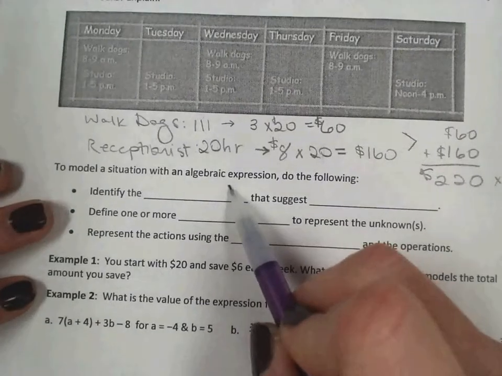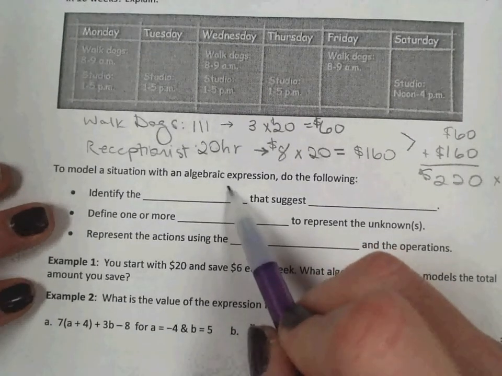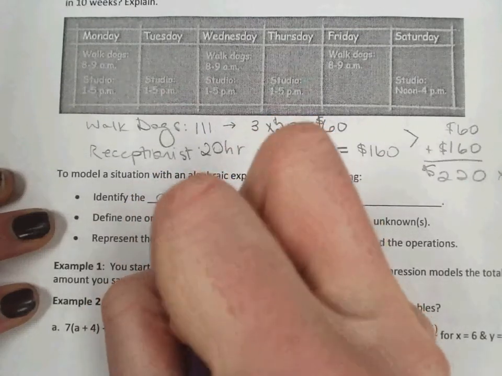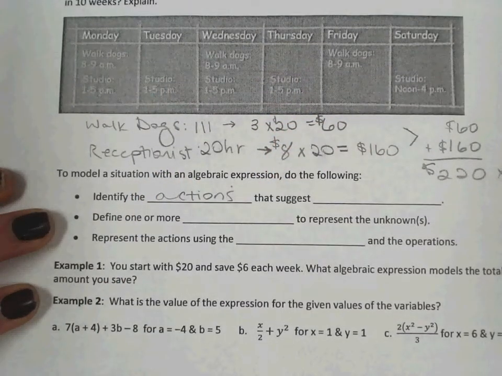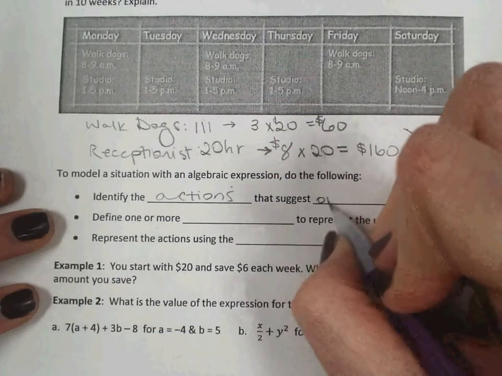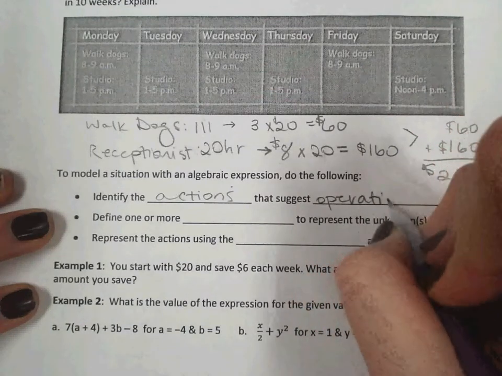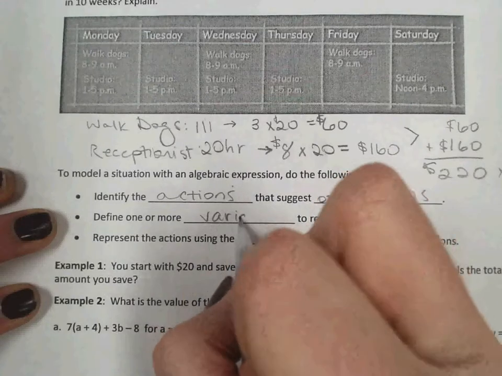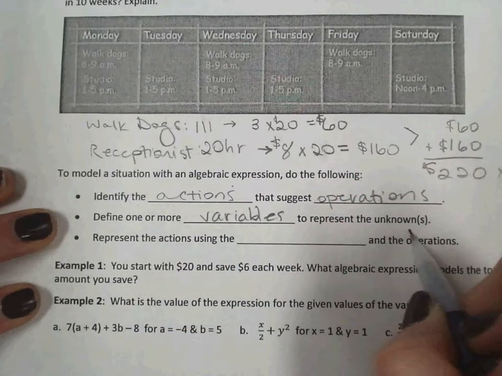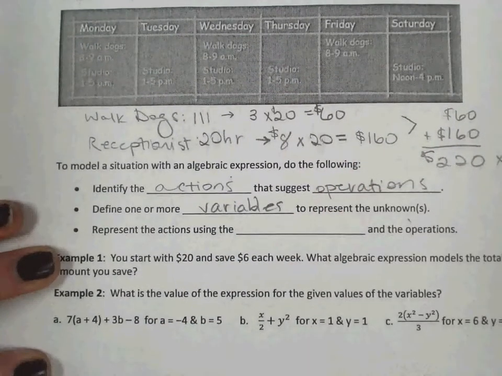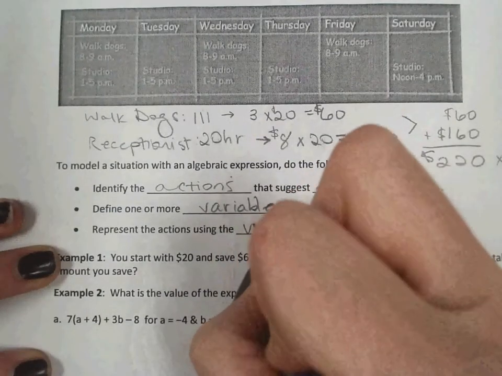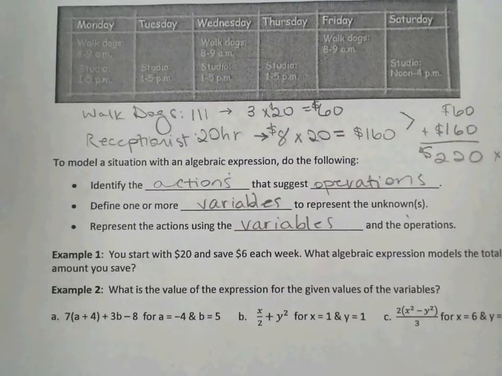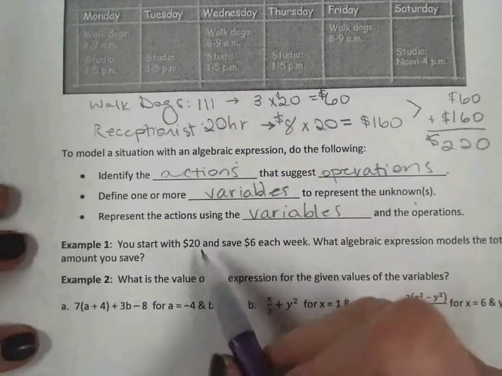So to model a situation with an algebraic expression, do the following. Identify the actions that suggest operations. Define one or more variables to represent the unknowns, and then represent the actions using the variables and the operations. So let's look at example 1.